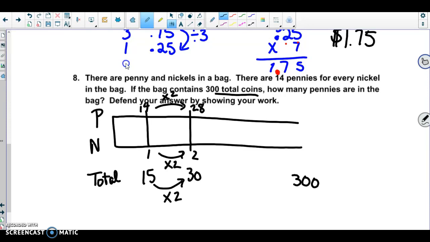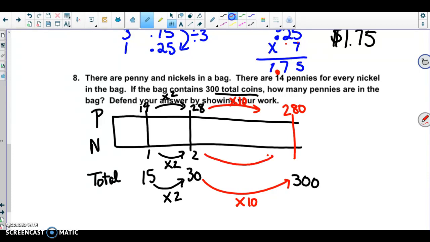The next thing I notice is that to get from 30 to 300, I can multiply by 10, because 30 times 10 gives me 300. So I have to do the same thing here. 28 times 10 is pretty easy, that's 280. And if I multiply by 10 there, I've got to do the same thing here. 2 times 10 gives me 20. And if I look, 28 plus 20 gives me that 300.